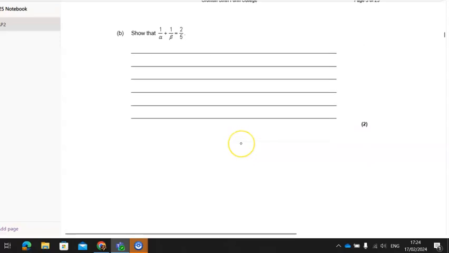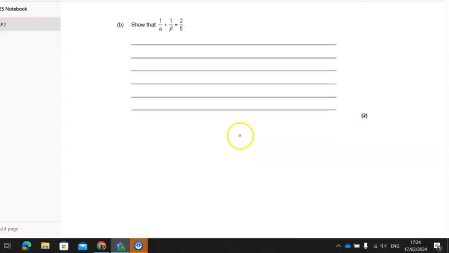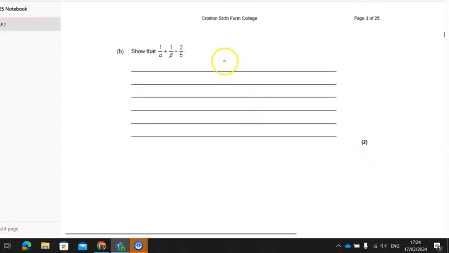Okay, so show that 1 over alpha plus 1 over beta equals 2/5. Right, so up at the start there we had that alpha plus beta is equal to 4 and alpha beta is equal to 10. I'm just going to write that down again because we're going to use it now. So 1 over alpha plus 1 over beta. We're going to have to use a little bit of magic here, a little bit of algebra.